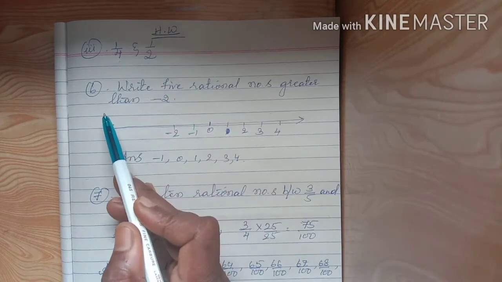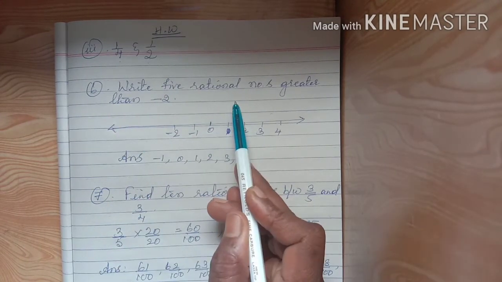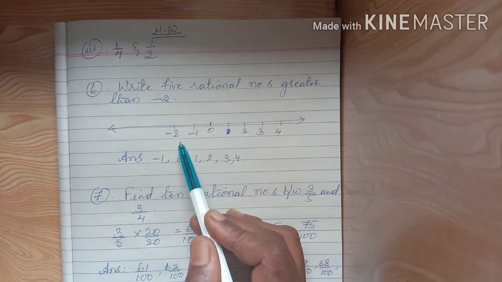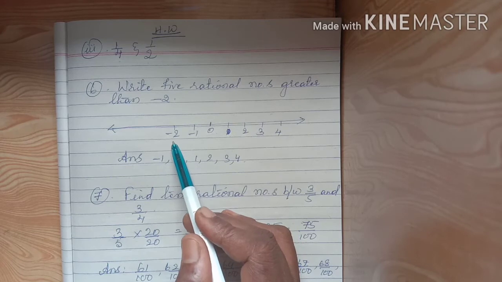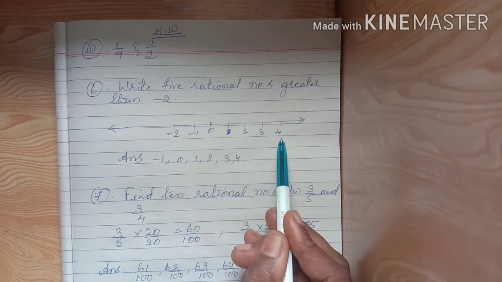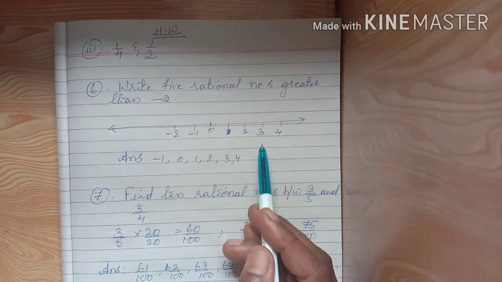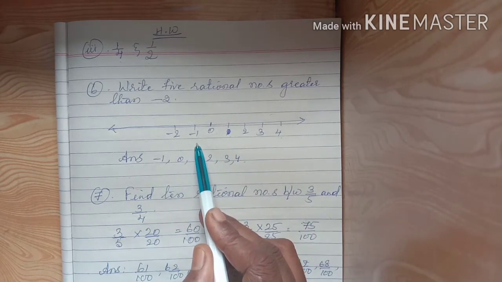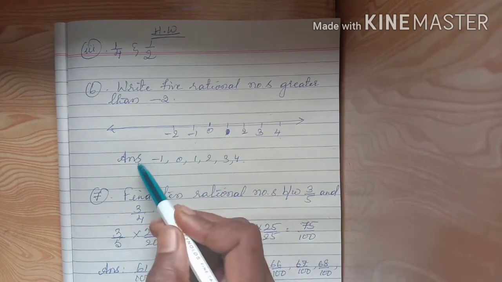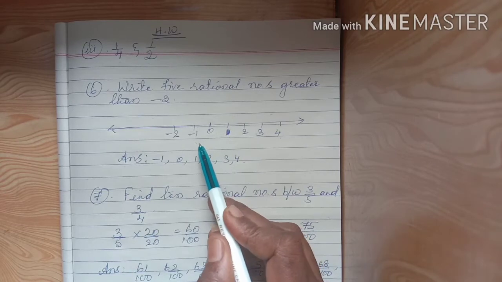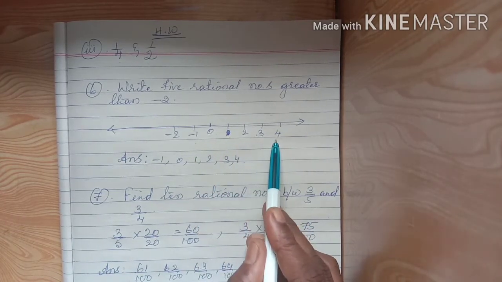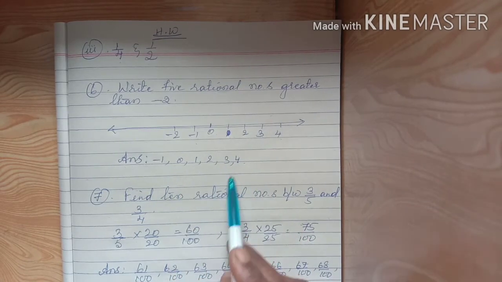And then the sixth one: write 5 rational numbers greater than minus 2. Greater than minus 2 means which numbers? You all know minus 1, 0, 1, 2, 3, 4, 5, 6, all these numbers are greater than minus 2. Now we need minus 1, 0. Yes or no? The greater numbers above minus 2 are minus 1, 0, 1, 2, 3, 4. Only 5 rational numbers they have asked. So this is the answer, children.